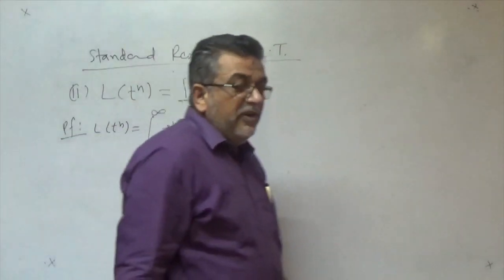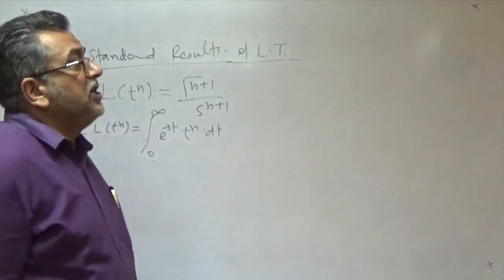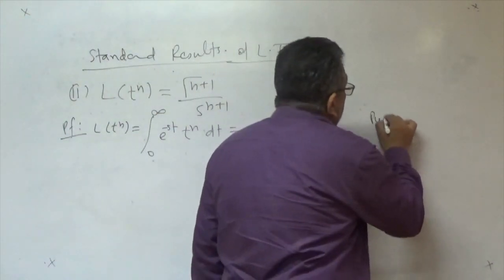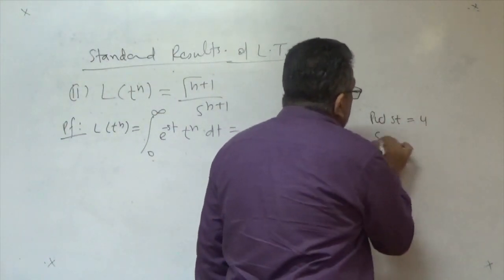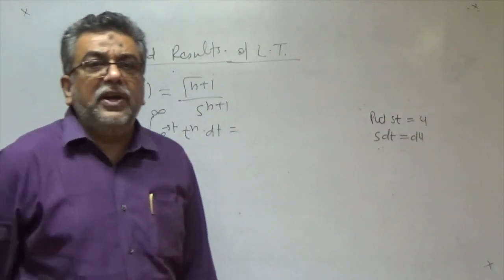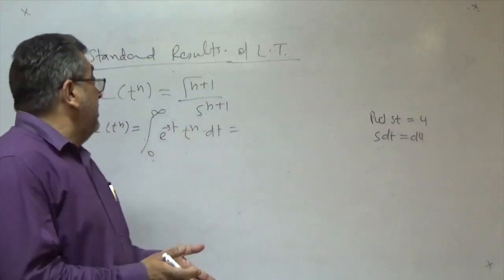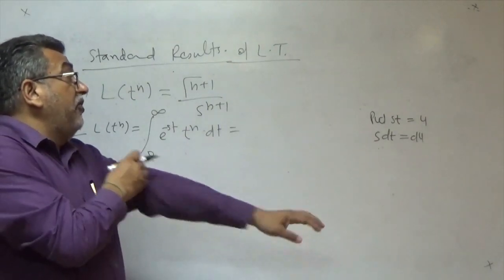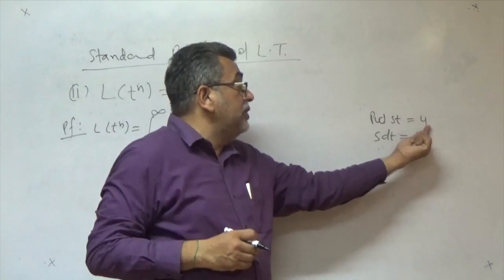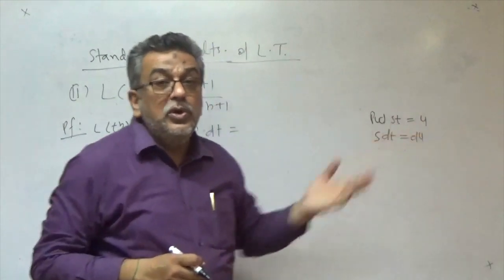You substitute the value of f(t) in our first principle, the basic formula of Laplace transform. First, by substitution, if you put st equal to u, then s dt equals du. I am going to solve this definite integral by the method of substitution. But the limits of the definite integral will remain the same, because if you put t equal to 0, then you will get u equal to 0. If you take t tends to infinity, then u will also tend to infinity.